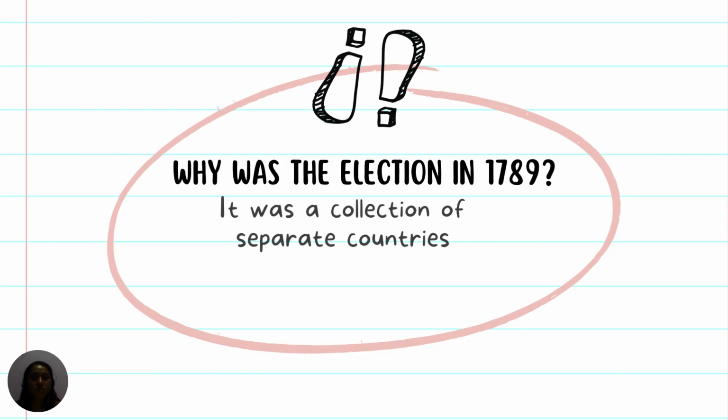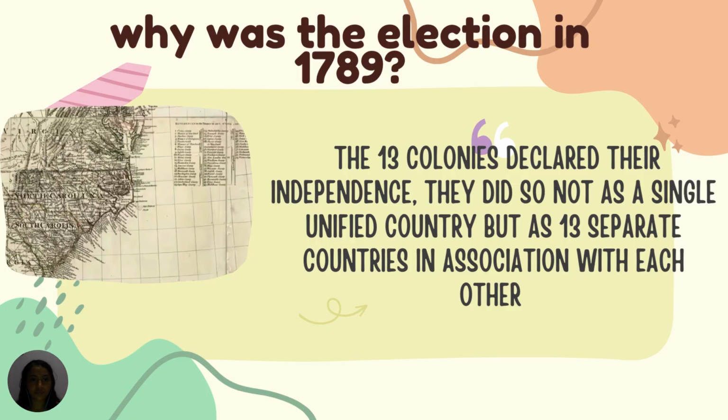Now, why was the election in 1789? It was a collection of 13 separate countries. The 13 colonies declared their independence, not as a single unified country, but as 13 separate countries in association with each other.